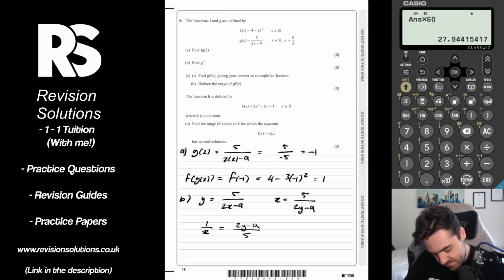Then multiply up by 5. We would get 2y minus 9 equals 5 over x. Then we need to add the 9 and divide by 2. So that would be y equals 5 over 2x plus 9 over 2.